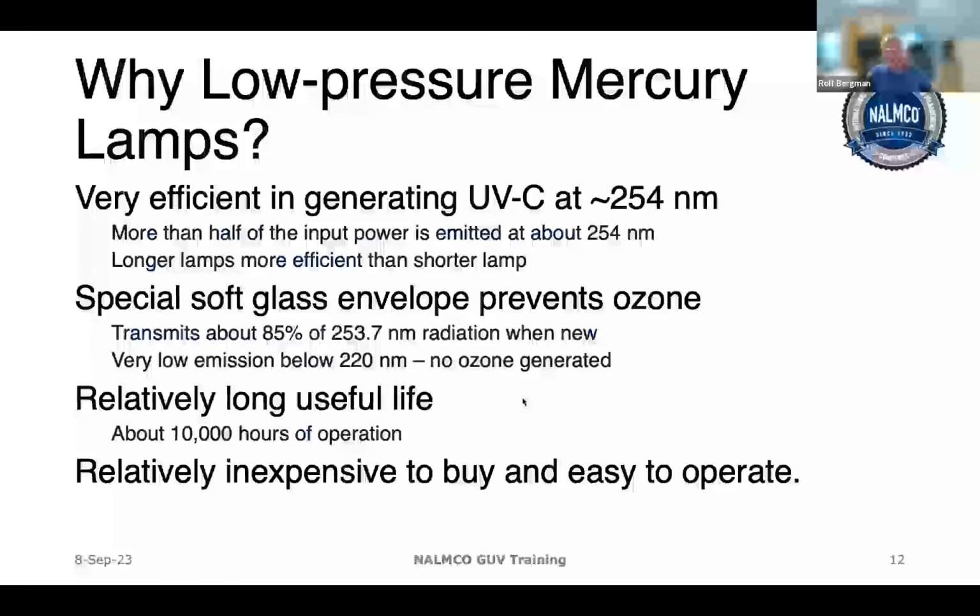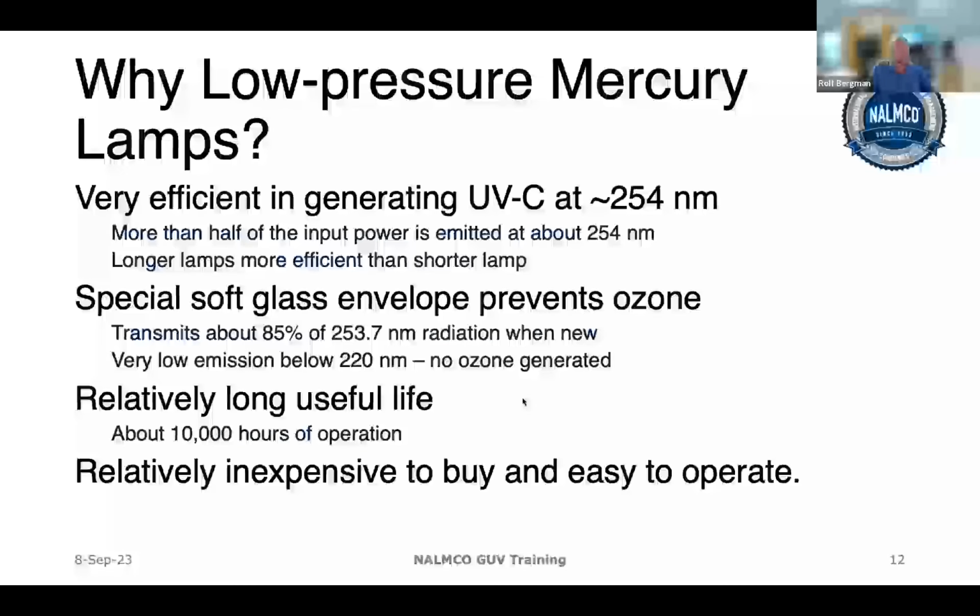So why do we use low pressure mercury lamps for germicidal applications? Well, they're very efficient. You noticed from the first slide that almost all the light came out at one line in 254. It's not exactly at 254, it's 253.7, but a lot of the emission of the mercury spectrum is at that line. And more than half of the input power is actually emitted at 254 nanometers.